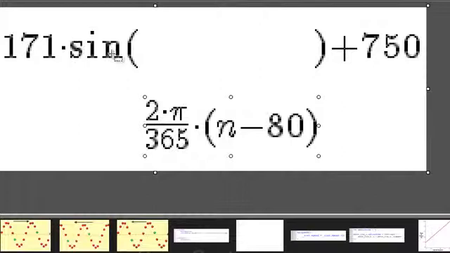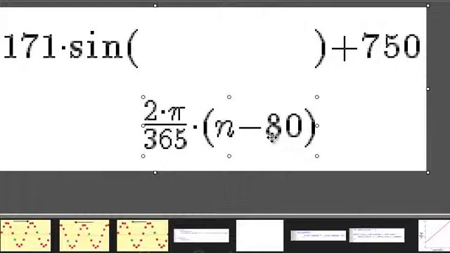So the derivative of sine is cosine, and so the constant multiple rule says this is going to be 171 cosine of all the junk that's in the middle. And then this is a constant at the end, and it's just going to turn to nothing. Now, the chain rule says I have to multiply by the derivative of the inside. So that's the outside derivative.